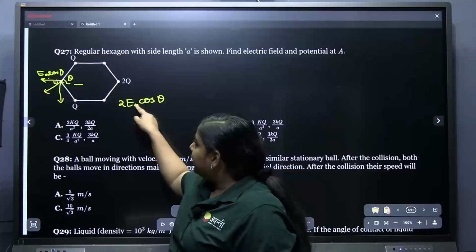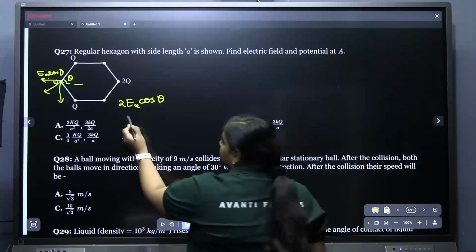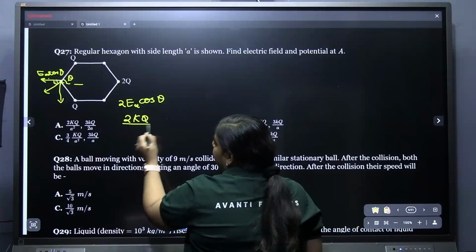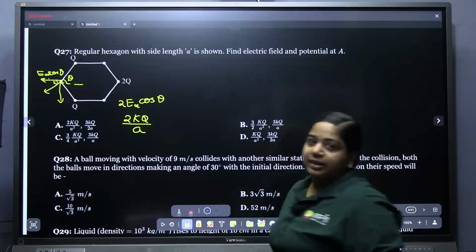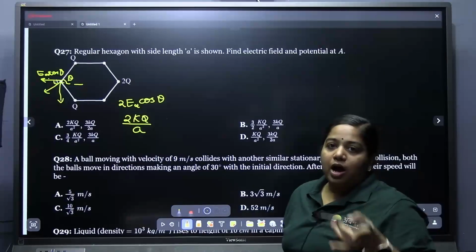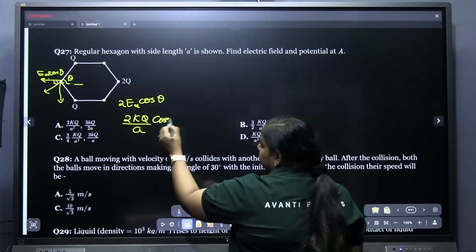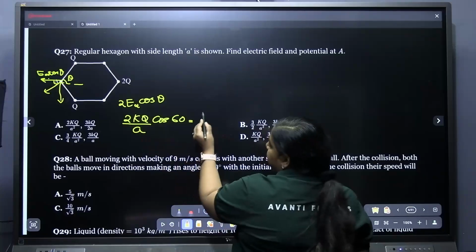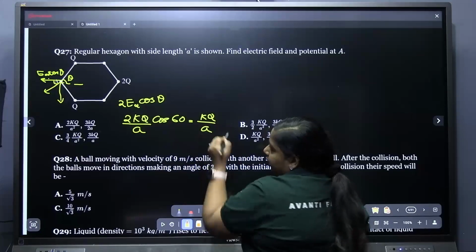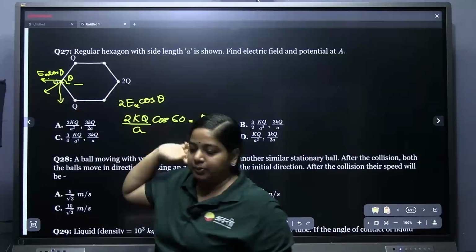What is this EQ? EQ will be KQ by A. So 2KQ by A. And total angle of a hexagon is 120 degree. So half of that will be theta, this is cos 60. So basically this you will get as KQ by A. This is electric field due to this Q and this Q.